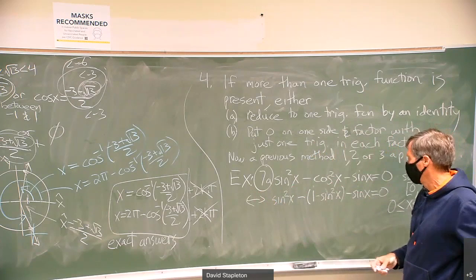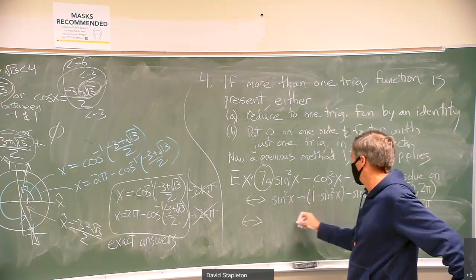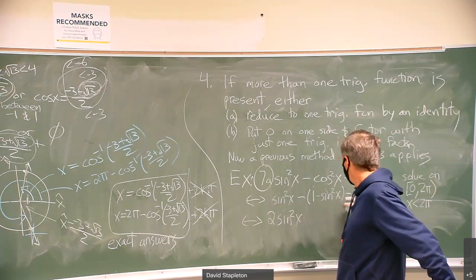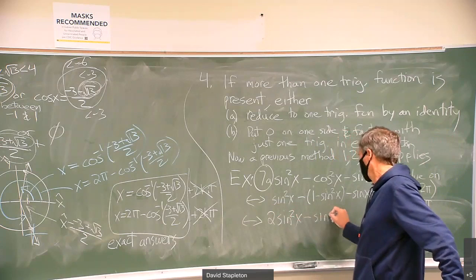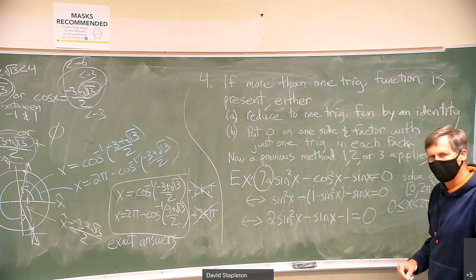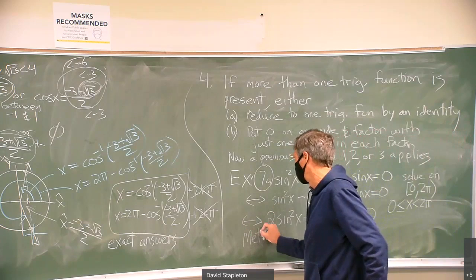Now I've got it, because when I group like terms, I've got sine squared minus a minus sine squared, which is 2 sine squared minus sine x minus 1 equals 0. A quadratic equation in one trig function. Go to method 3, the one we were just doing.